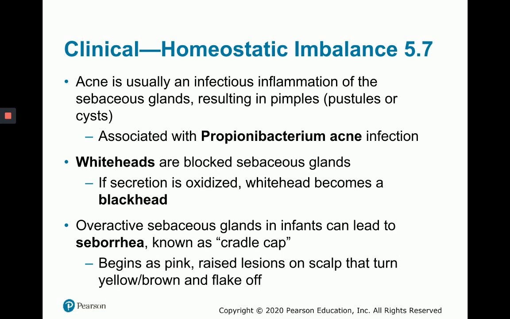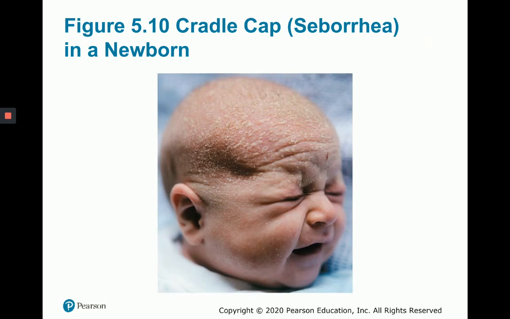If you have overactive sebaceous glands, meaning a high production of sebum, in infants that can lead to seborrhea, which is known as cradle cap. It really begins as kind of a pink rash with raised lesions on the scalp, but those raised lesions can turn yellow-brown as they heal and flake off. So here's a newborn with cradle cap or seborrhea.